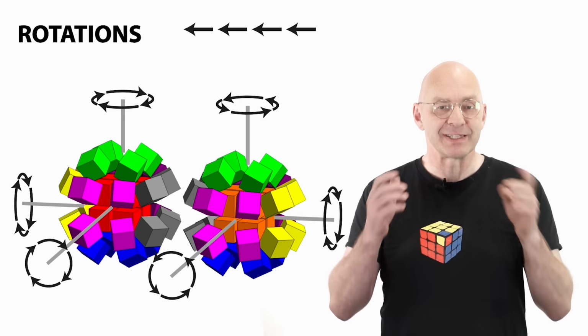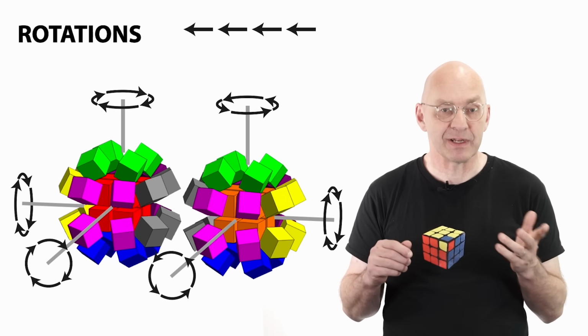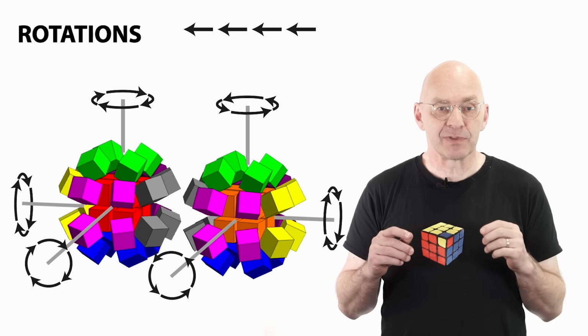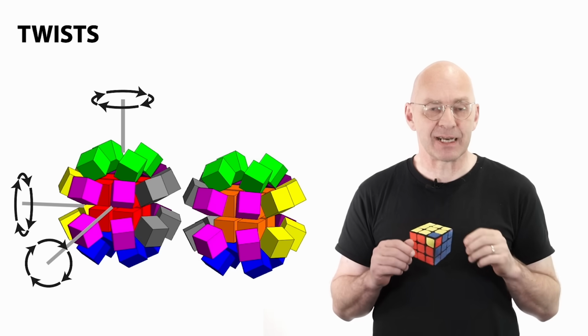Now, what about twists, say of the left side? That's one layer of the 4D Rubik's Cube, right? Easy. Those are just these 3D rotations of the layer on the left. Okay, here's an interesting insight.